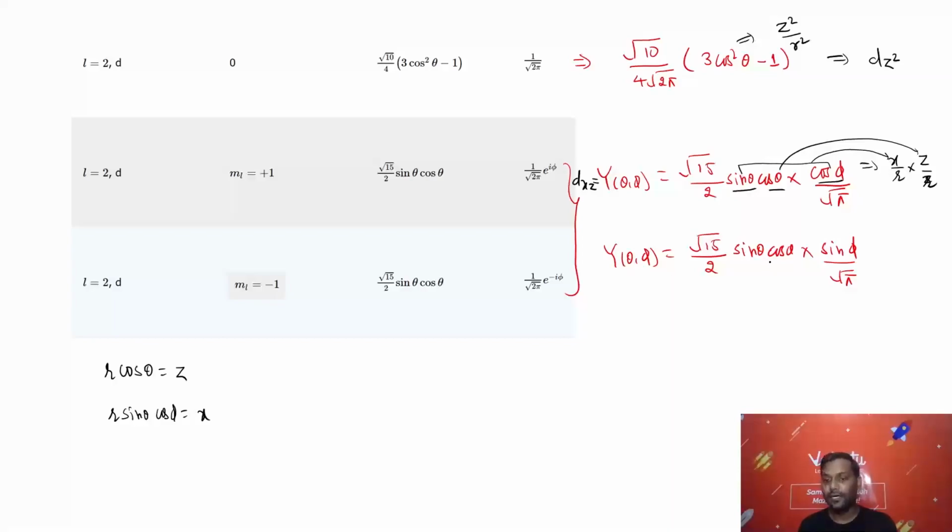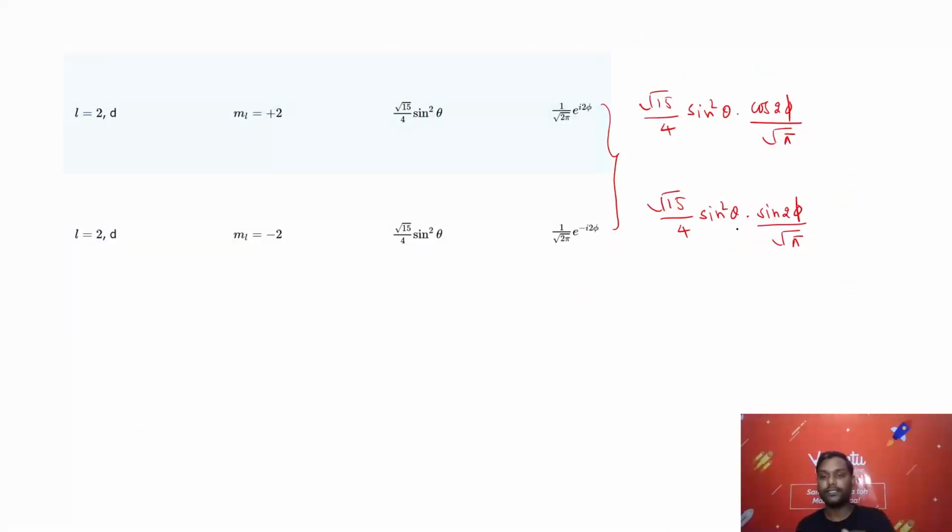Next one, sine theta into sine phi can be replaced with y upon r, and cos theta once more with z upon r. R square will be cancelled. So this is representing dyz orbital, right? Simple. So out of the 5 orbitals, we have just assigned names to 3 d orbitals, dz square, dxz and dyz. 2 are remaining. Let us see what those names are.